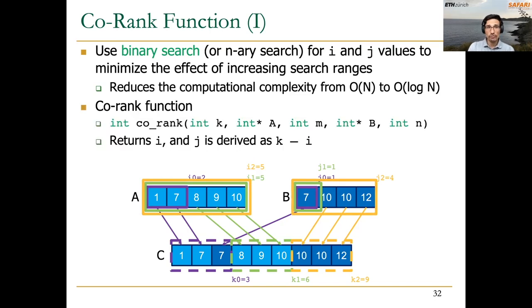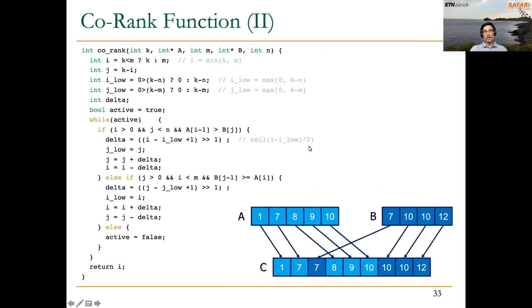So the core rank function that we define, as you can see here, takes the rank k for which we want to find the core rank values, and then pointers to the input arrays A and B, and the sizes of arrays A and B. This core rank function is going to return the i core rank, and the j core rank is easily derived as k minus i. And this is our function.